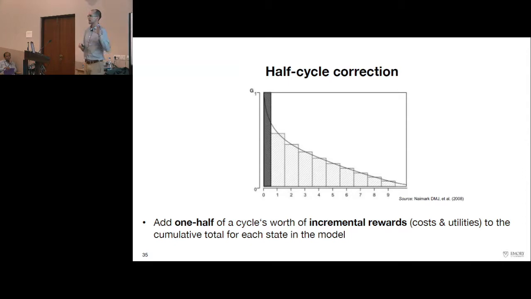Then we add it as the initial reward. Remember when I talked about initial cost and initial effectiveness. So we add to the initial cost half of the difference in costs if we count membership at the beginning and end of each cycle, and do the same thing for rewards. If we just add it to the initial reward, we correct the model for this imprecision. It's still not perfect, but that's usually the way this is done.